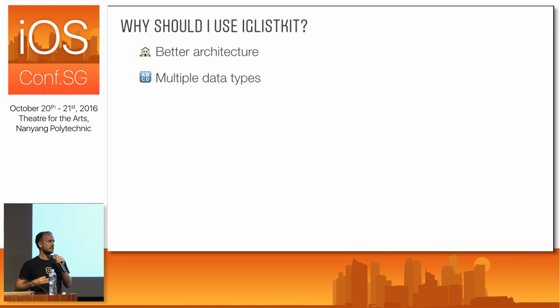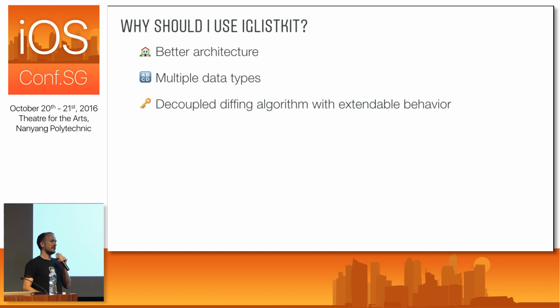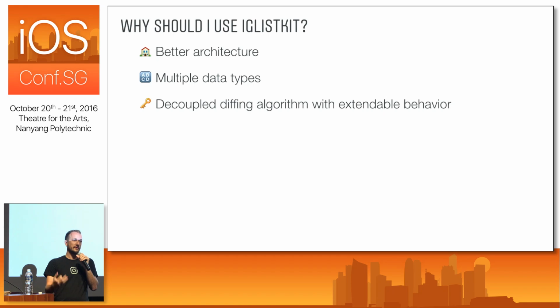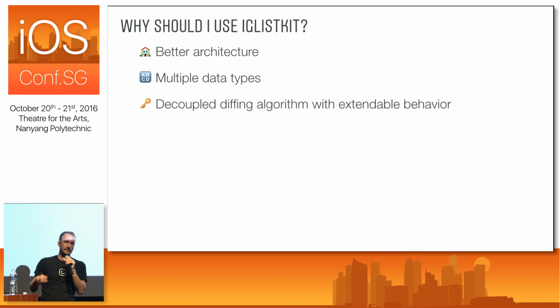It also allows you to easily add new data types to your feeds without having to check what sort of data it is, adding a whole bunch of special cell support. Instead, you just wire up your data source and create new section controllers. Also, the diffing algorithm that I mentioned before is totally decoupled from all of this infrastructure. Yes, the files are part of the framework, but if you wanted to just pull those files out and use the diffing by yourself, have at it.